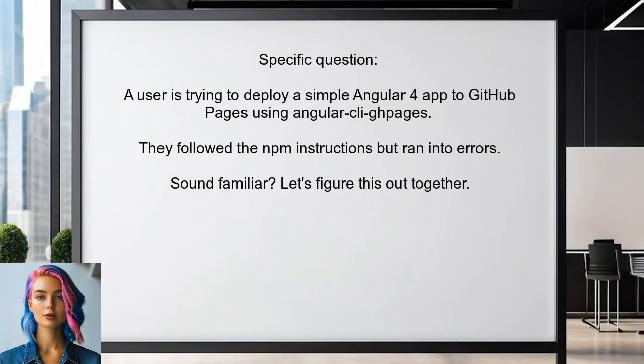Let's dive into the specific question at hand. One user reached out saying they're trying to deploy a simple Angular 4 app to GitHub Pages using Angular CLI Ghpages. They followed the instructions on the NPM page but ran into errors during deployment. Sound familiar? Let's figure this out together.